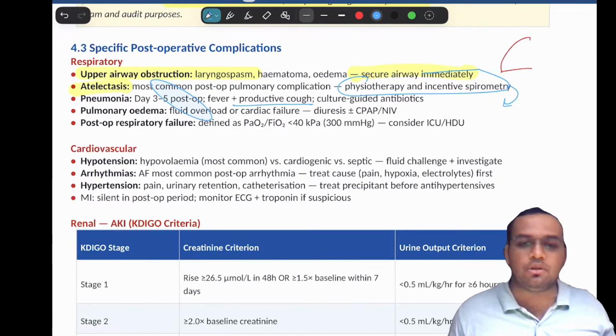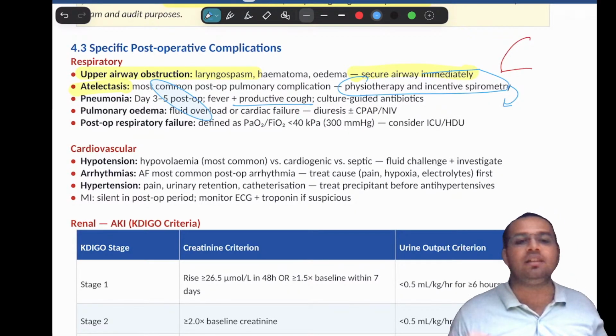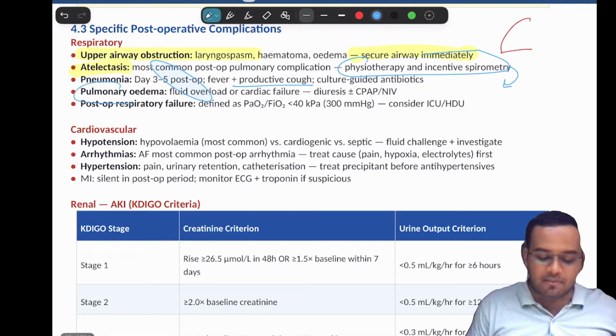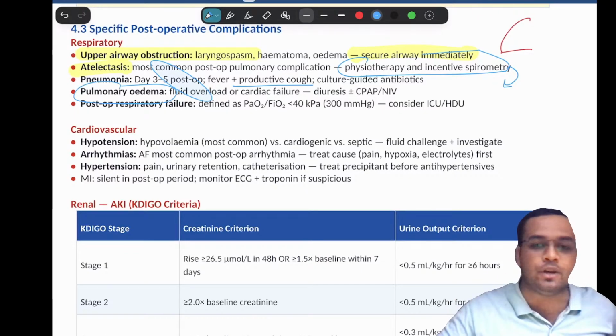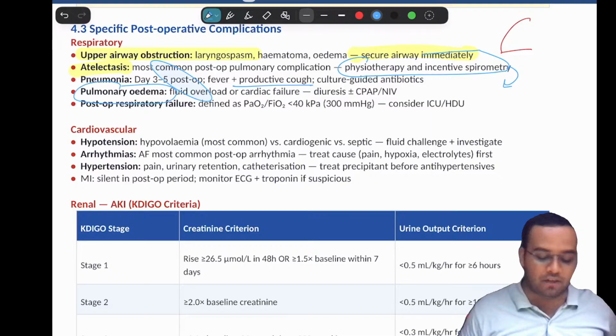Wherever the lung goes out of function, the development of the bacteria starts, and the bacteria is going to cause a pneumonia. So day 3 to day 5, the patient is going to develop pneumonia. Pulmonary edema, because you are not going to manage the patient properly. So when you are going to give excessive fluids to the patient, when the cardiac status is not achieved properly, there is going to be development of pulmonary edema.